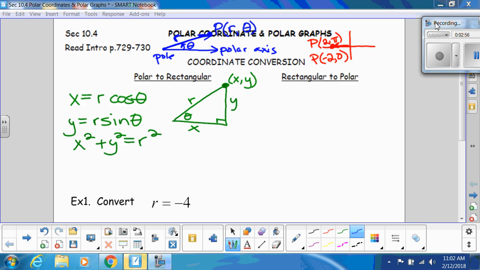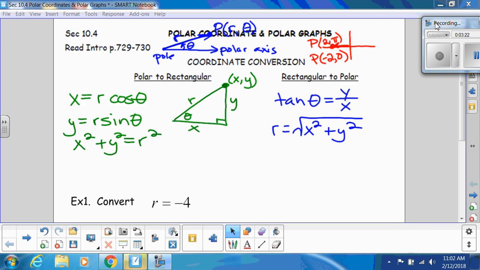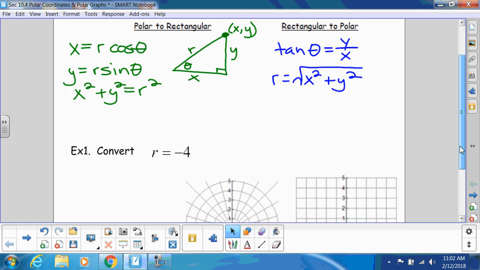Okay, so that's a reminder about how to convert from there. And then if I want to start with rectangular and go to polar, then we can use the tangent, because x and y is what we'll start with, and that's opposite and adjacent sides. So tangent of theta is equal to y over x. You can also say that r is the square root of x squared plus y squared. Okay, so that's how you can get your theta and your r from x and y. Let's look at a few examples.